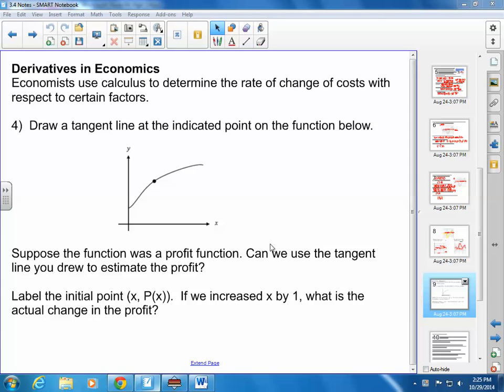We've been talking about how this had to do with rate of change. Well, we can use rate of change with different factors. So you have some function here. Draw a tangent line at the indicated point on the function below. So a tangent line, I don't care how you make it, but tangent just touches, so it's not going to actually go through the graph. So maybe something like that. Okay, that might be my tangent line.